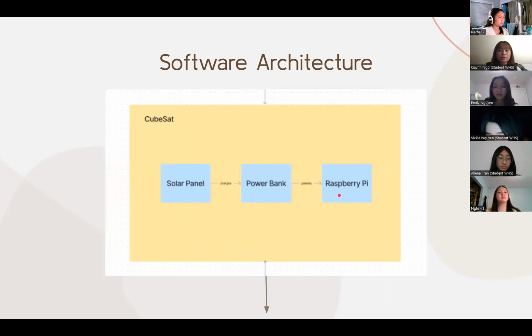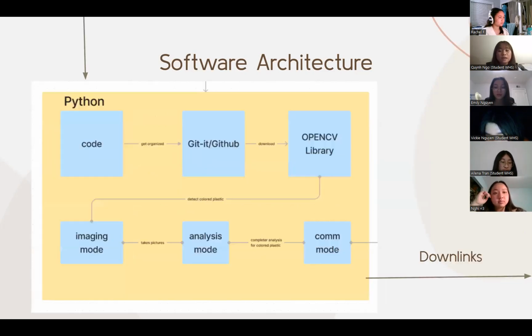This process enables the Raspberry Pi to take pictures and rotate based off the IMU's data, where it classifies if it sees colored plastic with the taken pictures. Well, how does the CubeSat take those pictures? We would need to code its function using Python. Git or GitHub will then organize it and download it into the OpenCV library. The OpenCV library is a tool that allows us to identify and process specific images or objects.